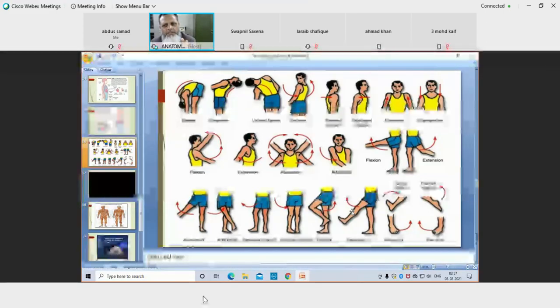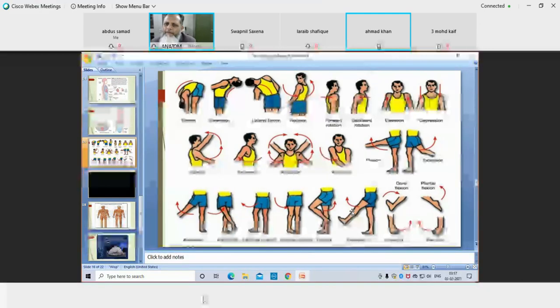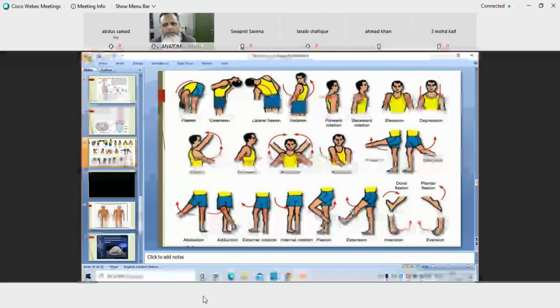Okay, these are the 4 movements. Who is Ahmad Khan? Just repeat these 4 terms that I have told you. Ahmad, speak. Anyone, any volunteer, just repeat the terms. Gliding movement, angular movement, special movement, rotational movement. Okay.